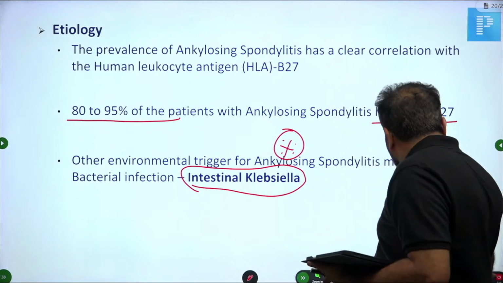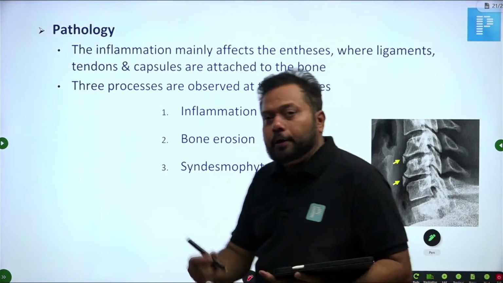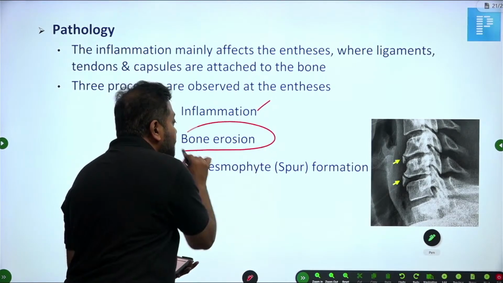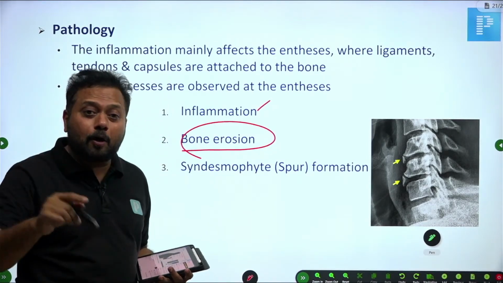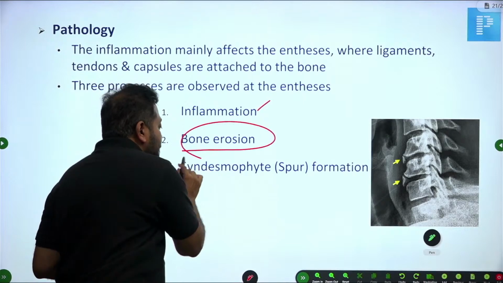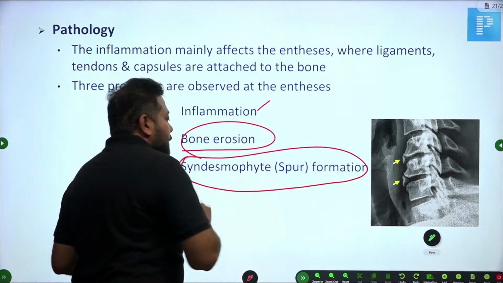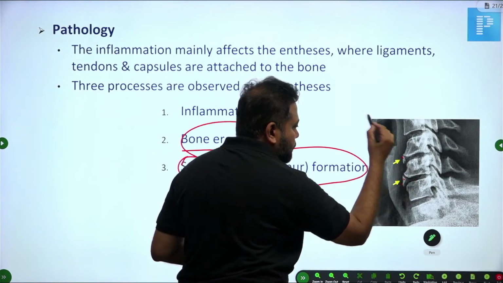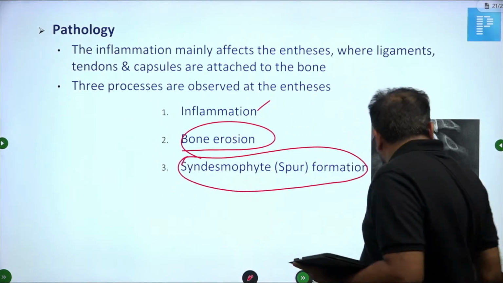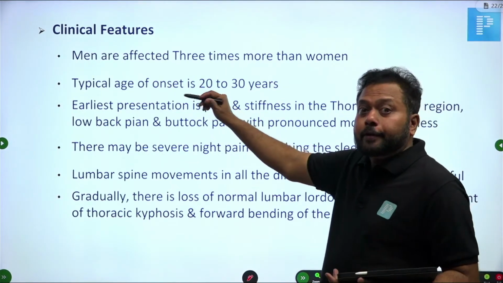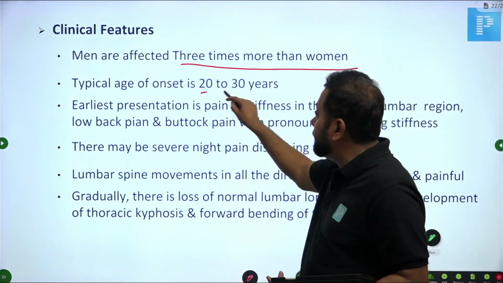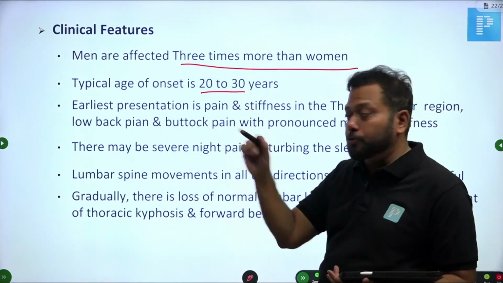Then pathology: it undergoes 3 stages. First stage is inflammation. Second stage is bony erosion. Non-erosive is wrong. Definite bony erosion. Third is spur formation, called syndesmophytes. You are seeing these claw-like spurs. Men are affected 3 times more commonly than women. Typical age is 20 to 30 years, never after 40. So it's correlating.